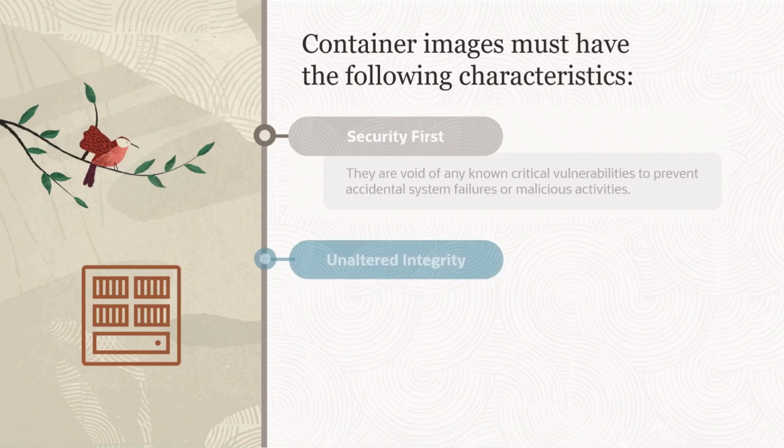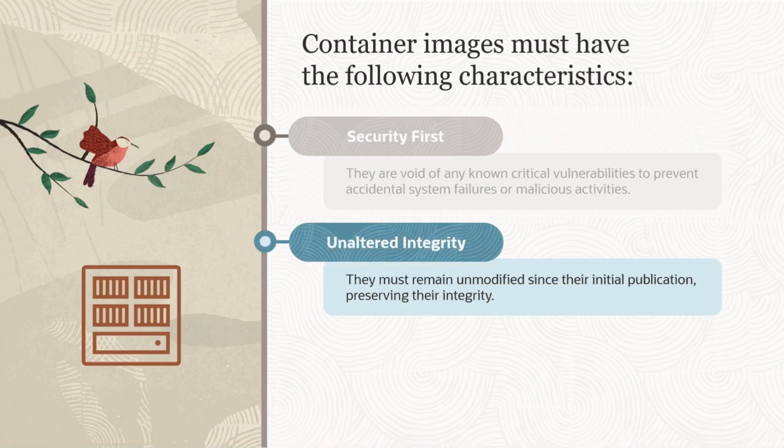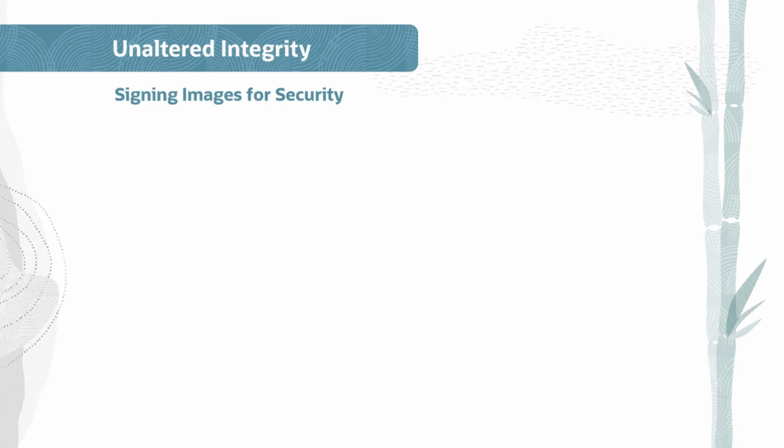The next characteristic is unaltered integrity. For compliance and security reasons, system administrators often want to deploy software into a production system only when they are satisfied that the software has not been modified since it was published, compromising its integrity. Ensuring the unaltered integrity of software is paramount for compliance and security in production environments. Let's delve into the mechanisms that guarantee this integrity within the context of Oracle Cloud Infrastructure.